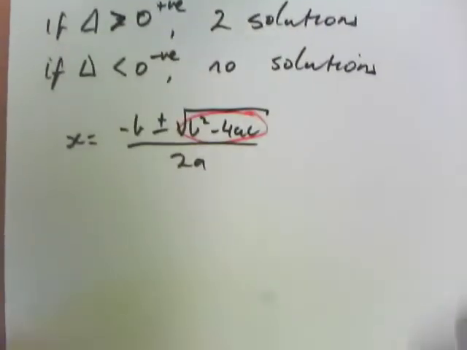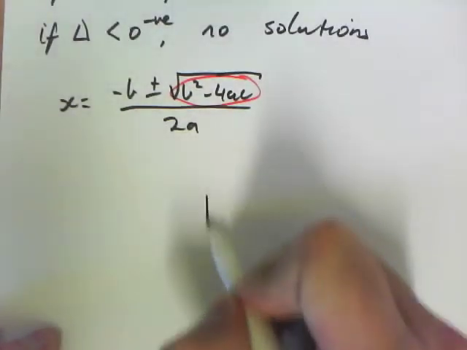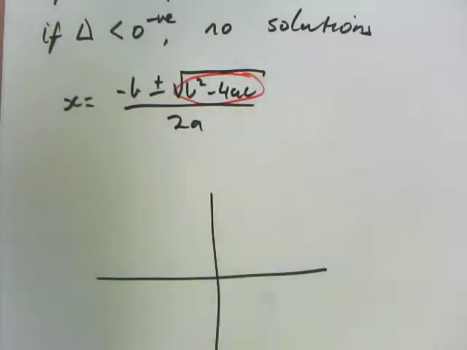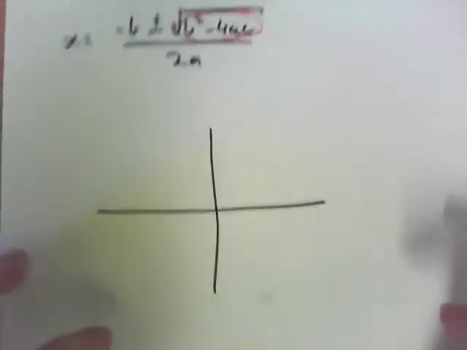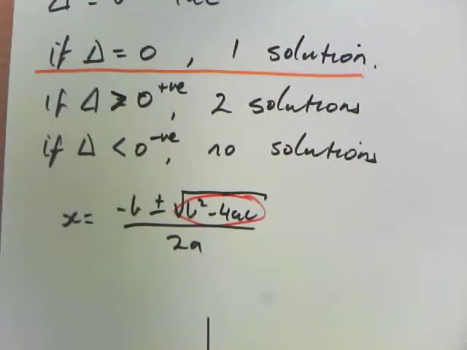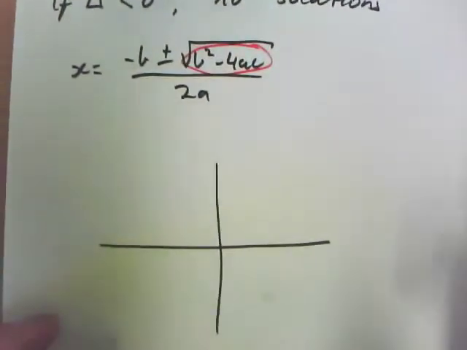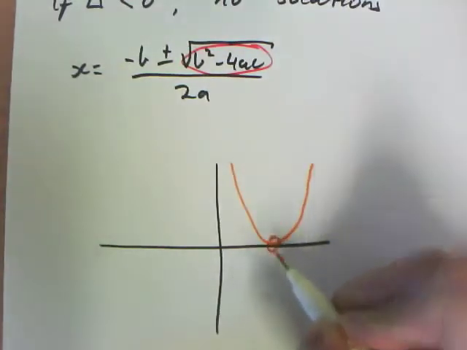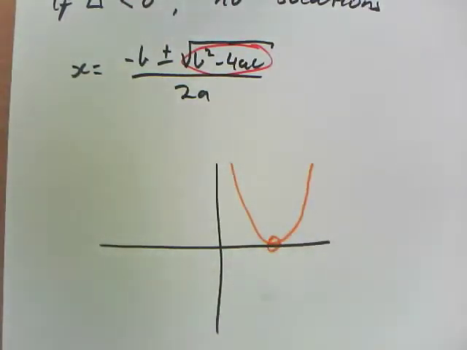Now graphically, I'll just give you a heads up as to what this means. I'm going to use three different colours here, and I'll underline each of them. So if the discriminant is 0, what that means is you touch the x-axis. Your turning point of your parabola is on the x-axis.